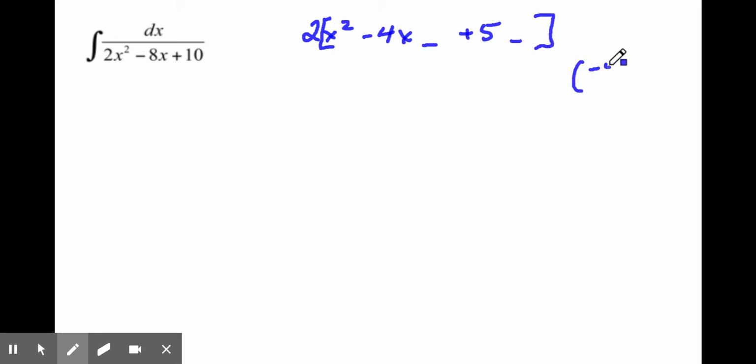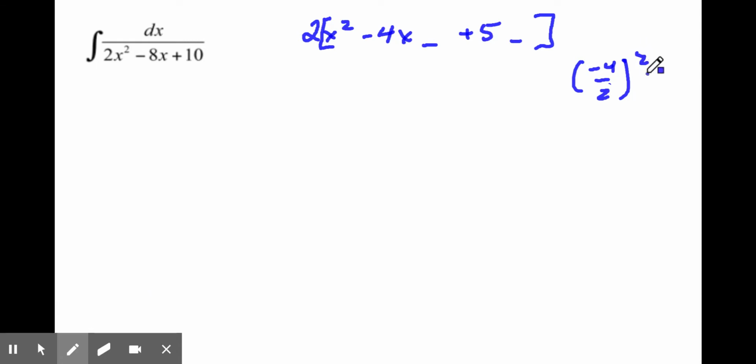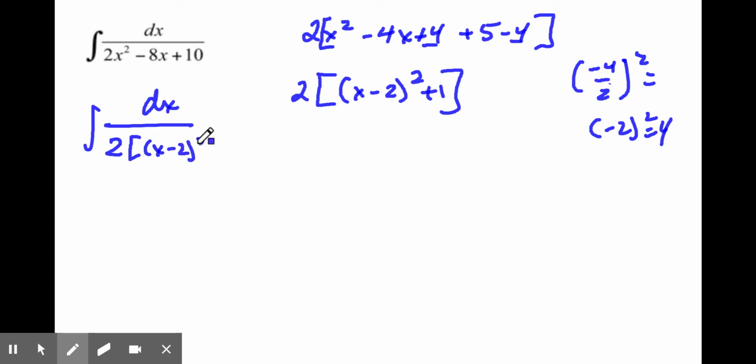So we take the middle term, the negative 4, divide by 2, and square it. We get negative 2 squared, which is 4. So we add 4 up here, then we take 4 away. Remember, we took the 2 out, so that's okay. So we have 2 times, in parentheses, x minus 2 squared plus 1. So this integral in the next line becomes dx over 2 times x minus 2 squared plus 1.